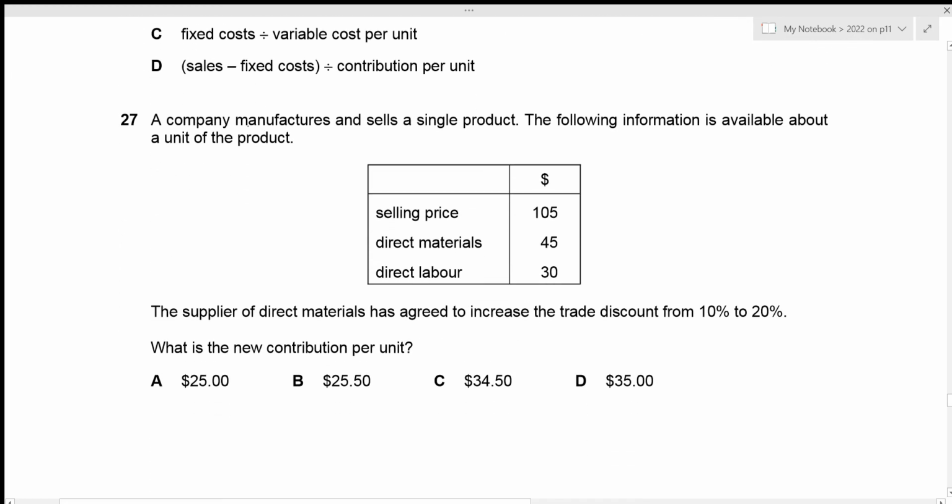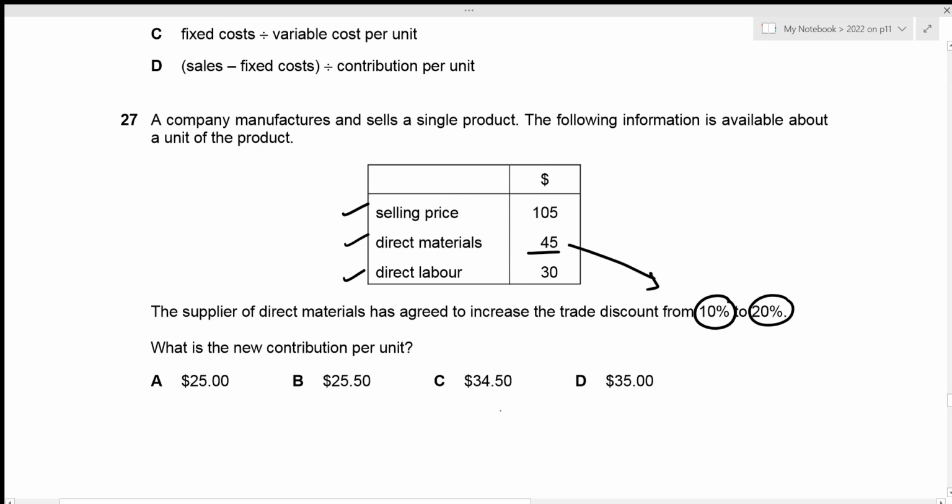A company manufactures and sells a single product. The following information is available about a unit of the product. We're given the selling price, direct materials, and direct labor. The supplier of direct materials has agreed to increase the trade discount from 10% to 20%. So this just means that this cost of direct material of 45 includes a trade discount of 10%.